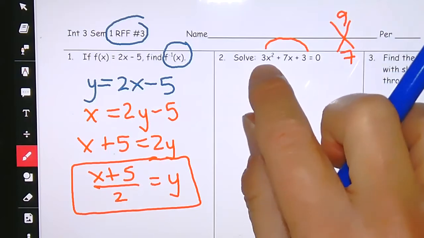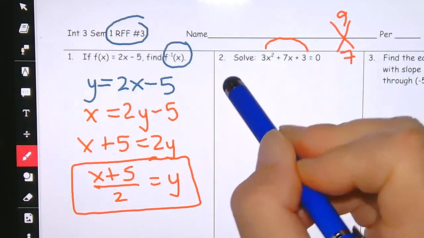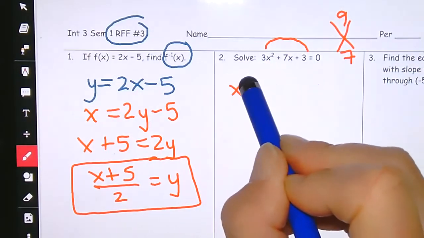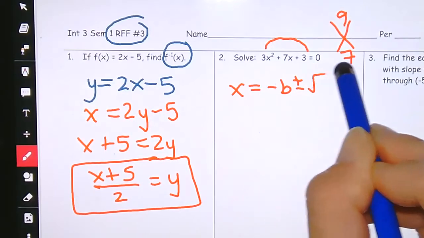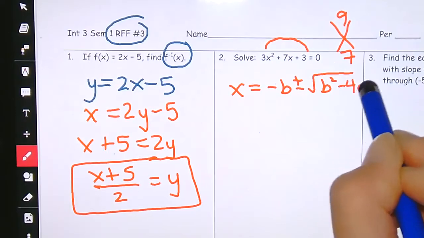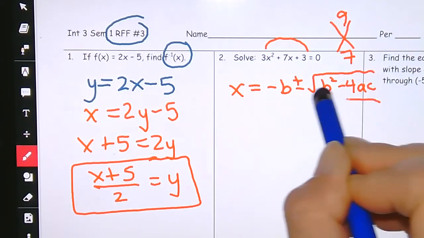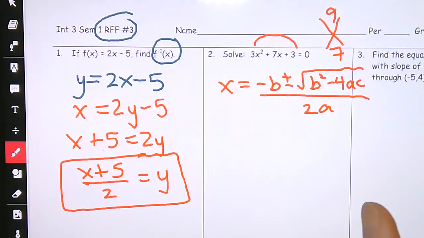I do not like to complete the square if I have a number in front of my x squared. So I'm going to skip completing the square. I'm going to use the quadratic formula. And the formula is x is equal to negative b plus or minus the square root of b squared minus 4ac, all over 2a. Okay.